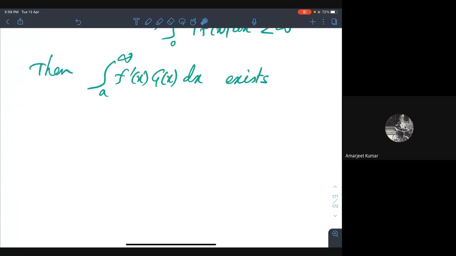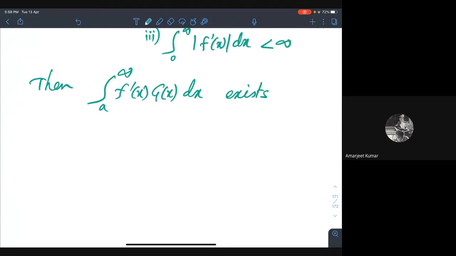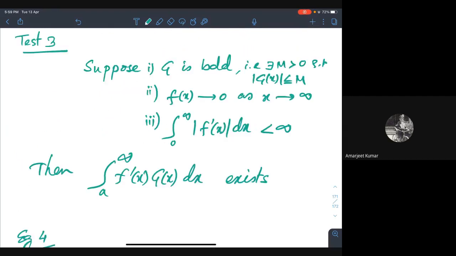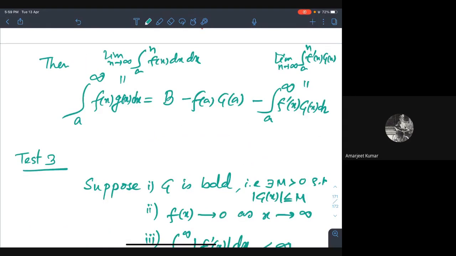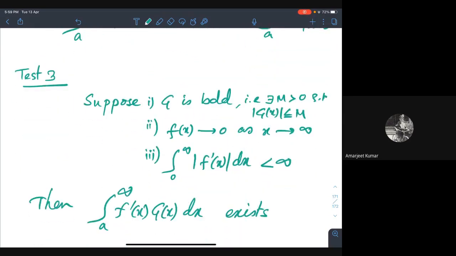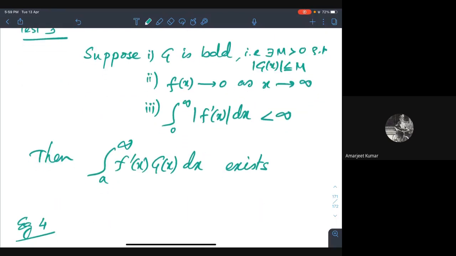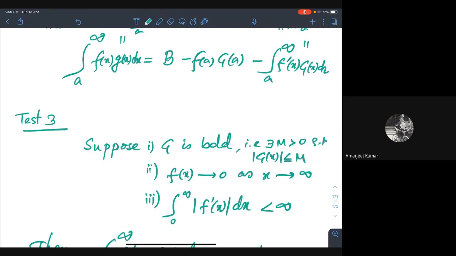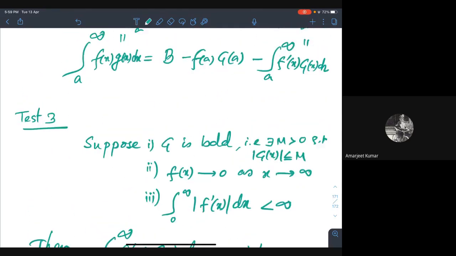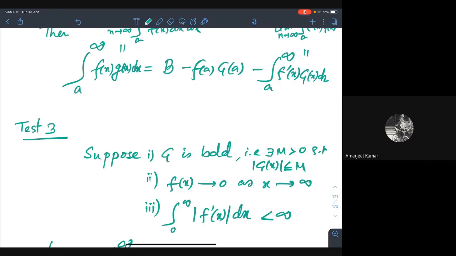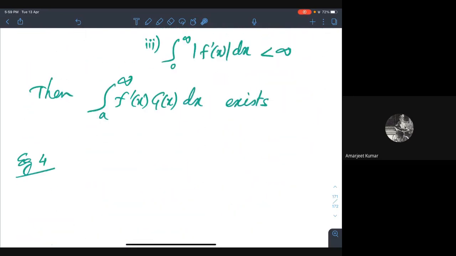All right, let's look at an example using these things. Example 4. I'm not going to give a proof here. The proof is easy, coming from here. Those interested can try to prove this one. This gives you the existence of this, and hence you have the existence of the integral of f(x)g(x) dx from a to infinity.